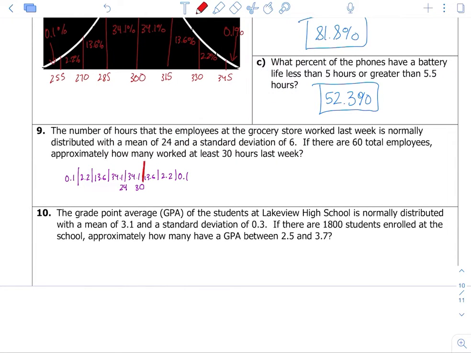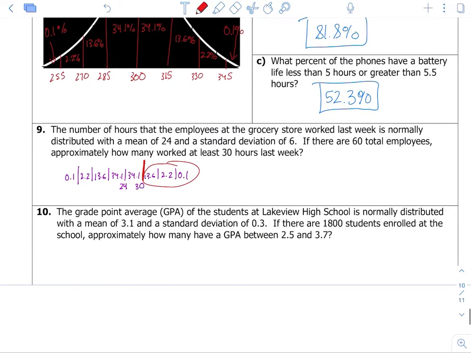And you know that there are 60 total employees, and approximately how many worked at least 30 hours, which is that mark. So it's asking what is this percentage right here? Well, add those all up, and you guys should have gotten 15.9%, but it's asking how many worked. So you have to multiply it by 60. 0.159 times 60 is equal to 9.54 people, which is really just 9 people.